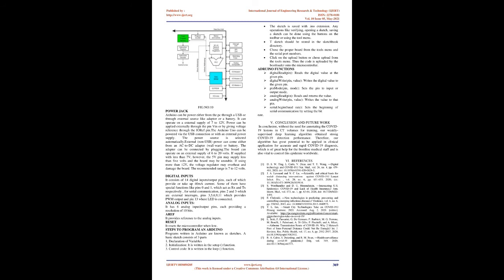External, non-USB, power can come either from an AC to DC adapter, wall wart, or battery. The adapter can be connected by plugging. The board can operate on an external supply of 6 to 20 volts. If supplied with less than 7V, however, the 5V pin may supply less than 5 volts and the board may be unstable. If using more than 12V, the voltage regulator may overheat and damage the board. The recommended range is 7 to 12 volts.